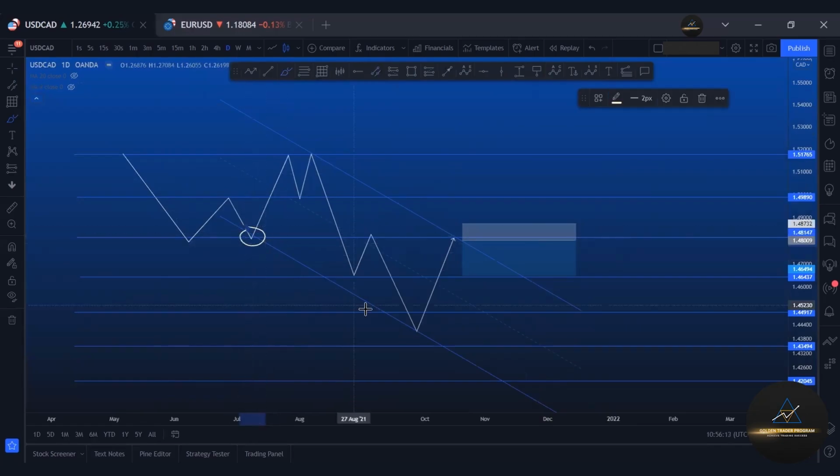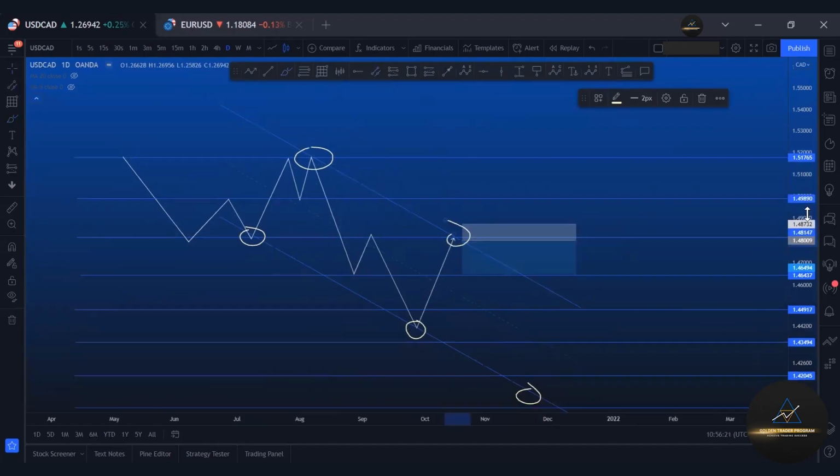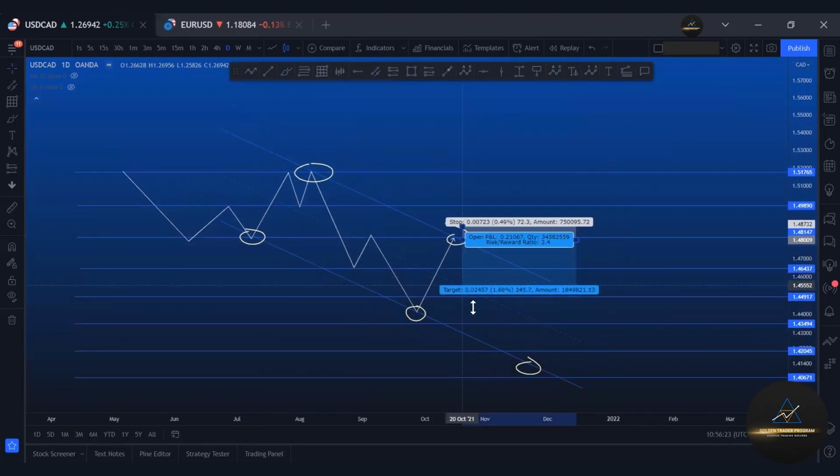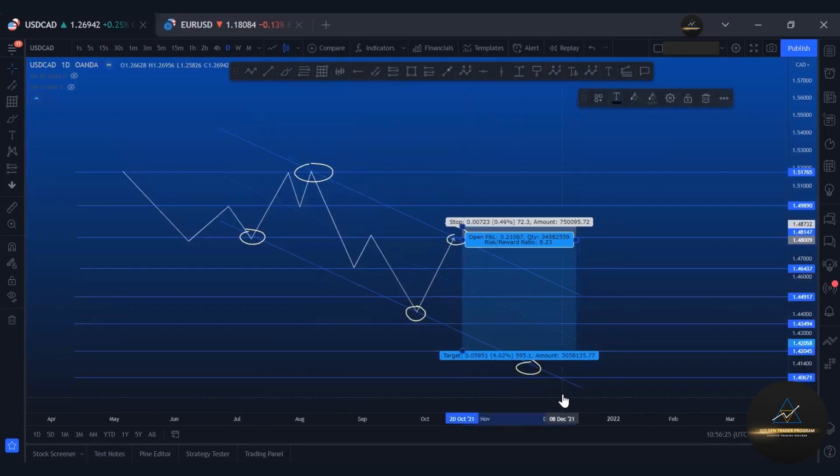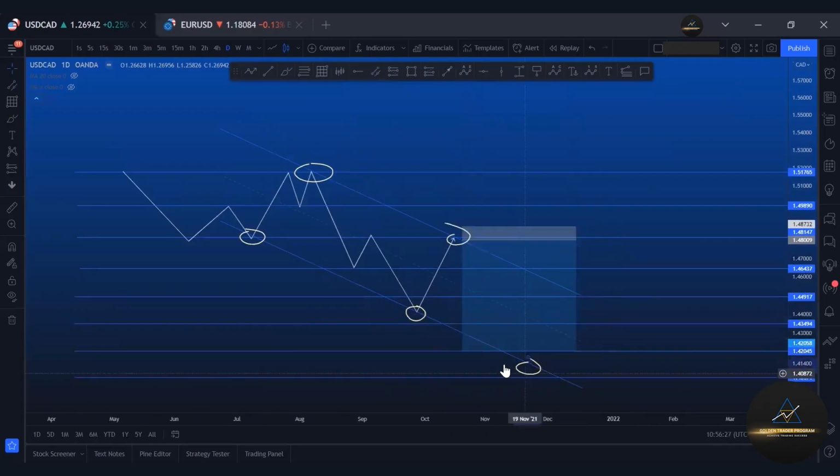So look, we've got a pattern here forming. We've got 1, 2, and a potential third tap. We've got 1 and obviously 2. And now all of a sudden, not only are you extremely increasing the gains, if this was to go there, let's actually move it here. Look at the difference in risk reward.